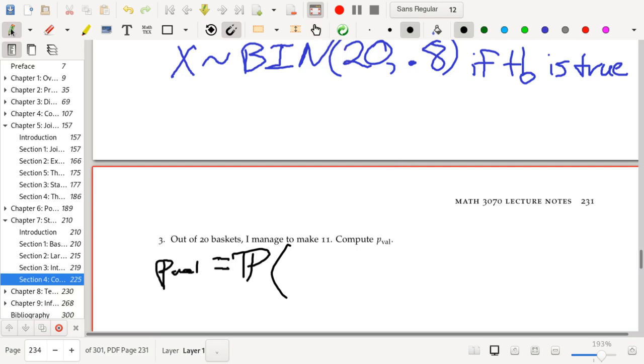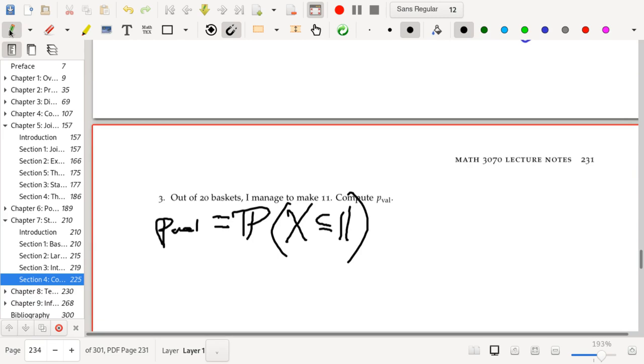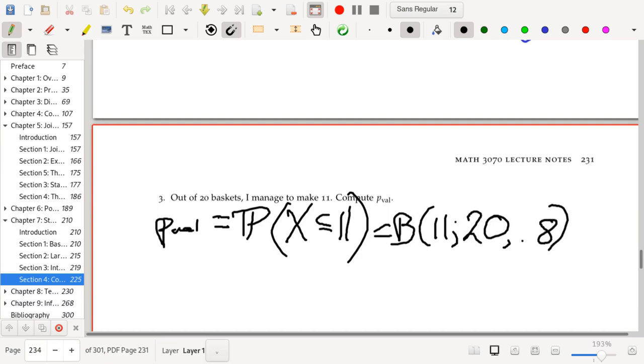Or it's not against the null hypothesis if I made 12. So that means that the p-value is going to be the probability that I made 11 baskets or fewer. So at least as contradictory to the null. Contradictory to the null is few, is not many baskets. I don't make a lot of baskets, right? So a small x. Now this is the CDF of a binomial random variable at 11. So the parameters are 20 and 0.8, and it's 0.8 because the null hypothesis is assumed to be true. So this is the CDF of a binomial, and this is going to be 0.010.